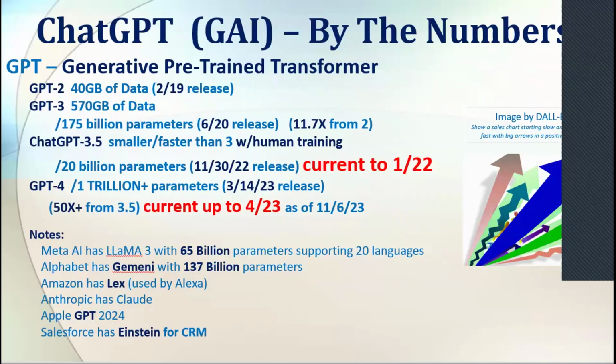ChatGPT by the numbers. Okay, well, we'll get to a little bit more descriptive of ChatGPT, and then I'm going to do a brief break because I know we have 2 hours together. But generative pre-trained transformer, GPT, and we're talking about generative artificial intelligence. Again, not AGI, but GAI. Released in ChatGPT 3.5, but I have 2 things in red here.